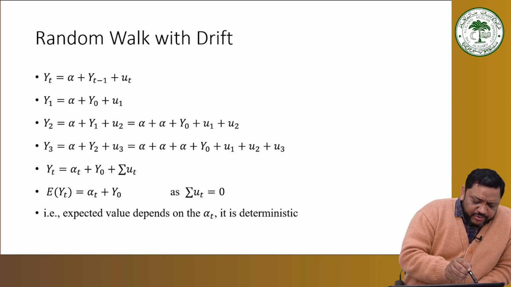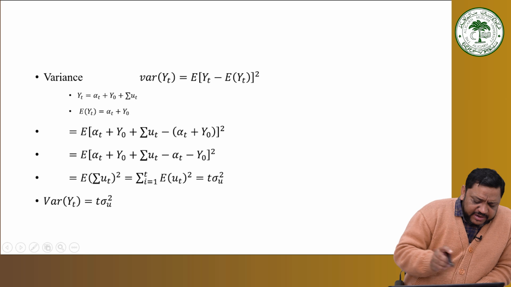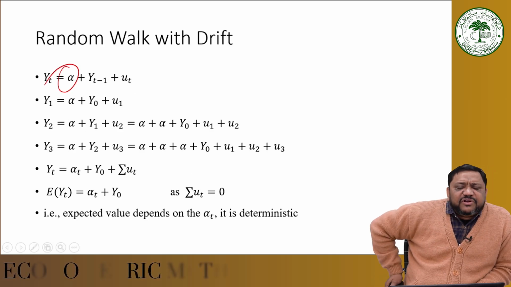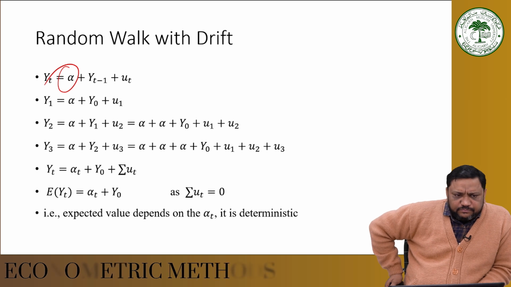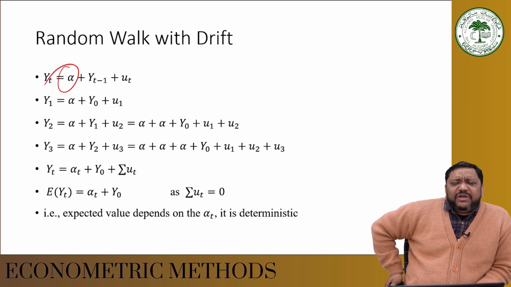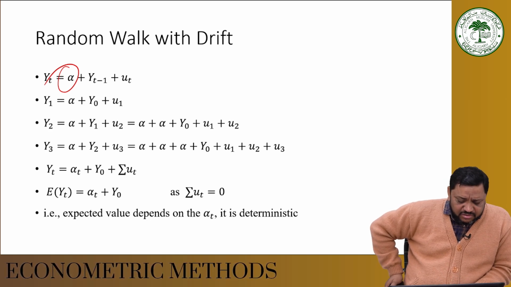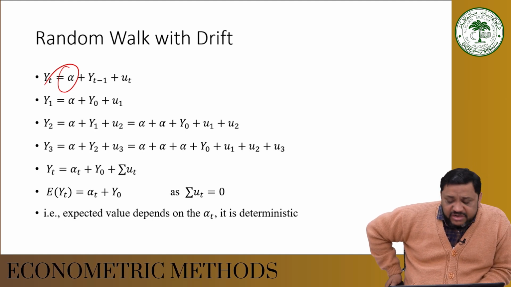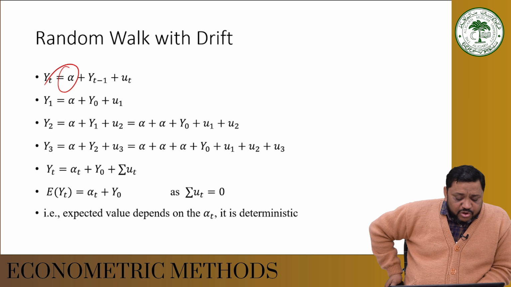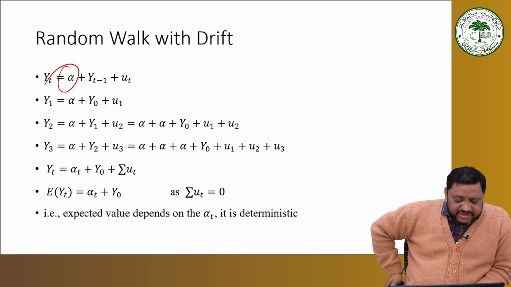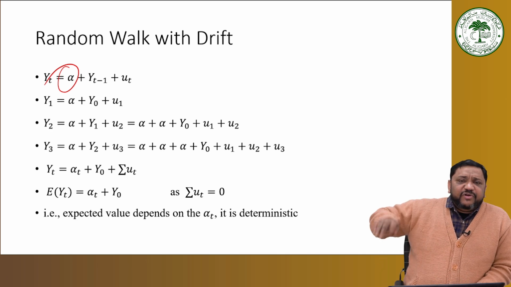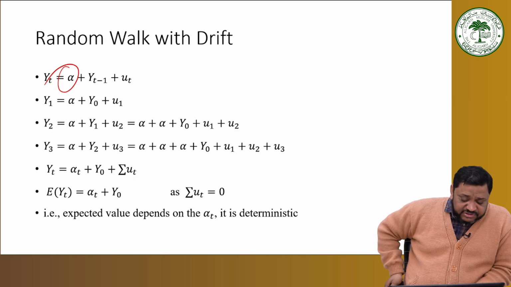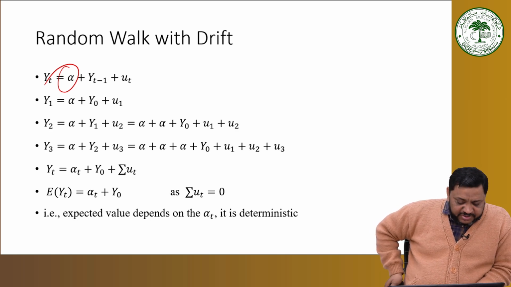So here we are incorporating a drift parameter alpha, similar to the intercept in the normal language of regression. So yt is equal to alpha plus yt minus 1 plus ut. Now y1 we can define, based on this, as alpha plus y0 plus u1, because we take a period back. If you take the first period, the earlier period was 0.